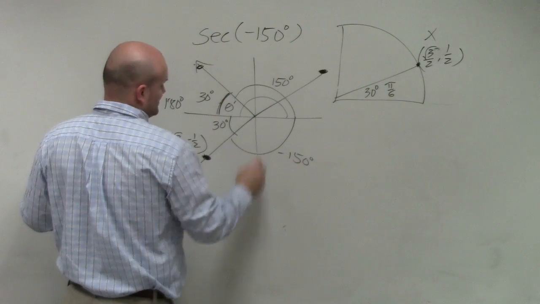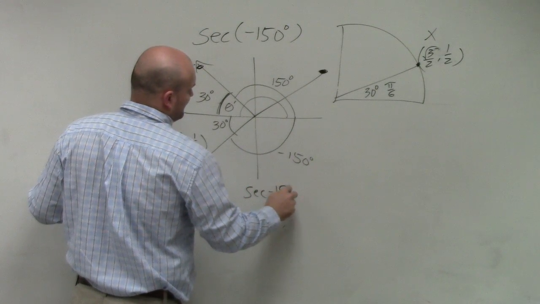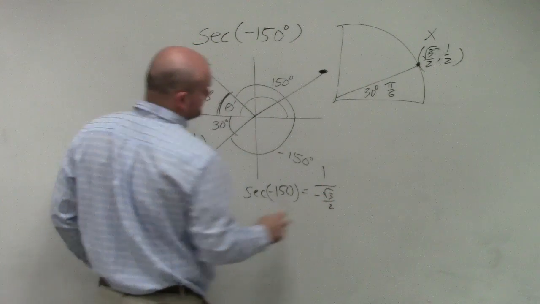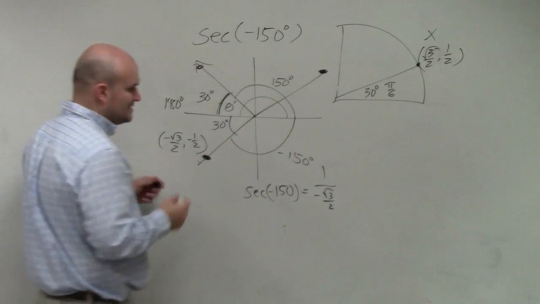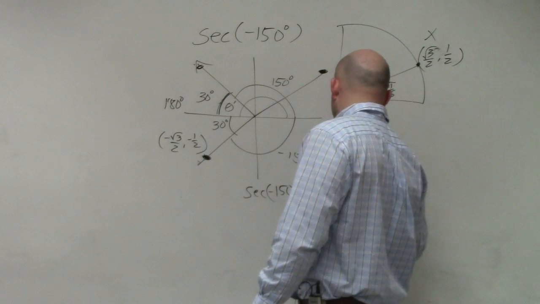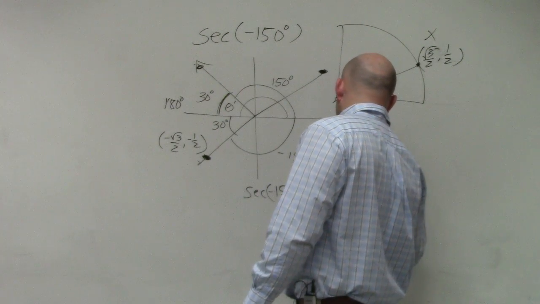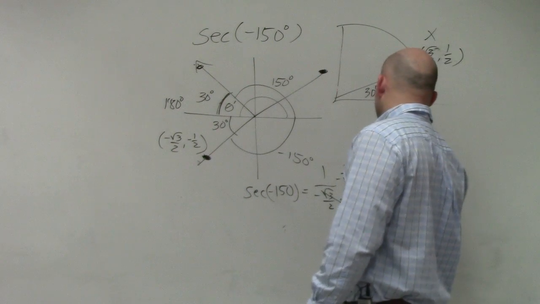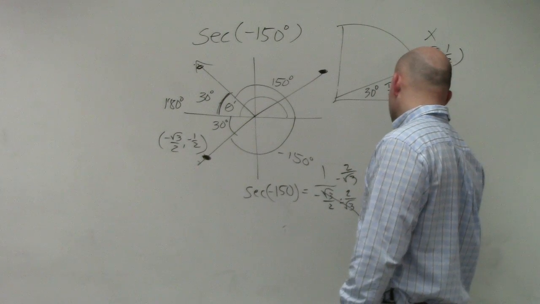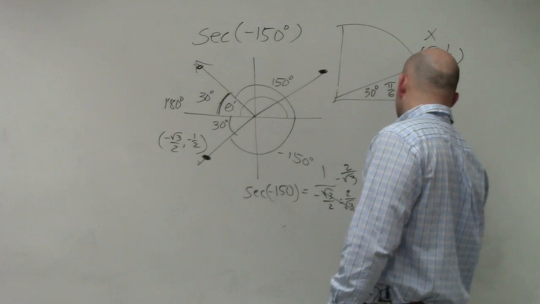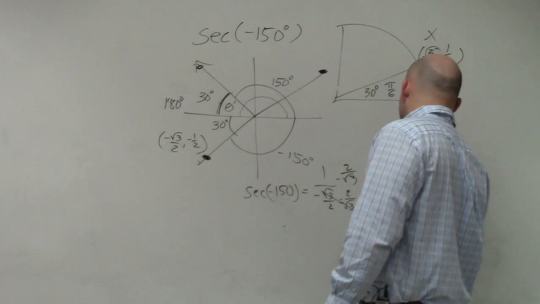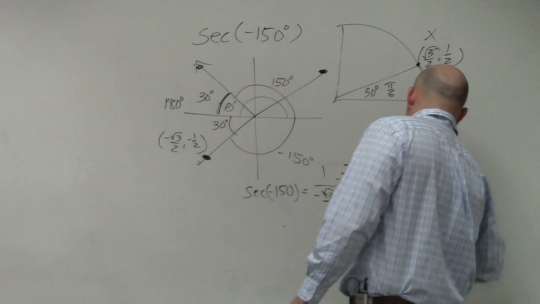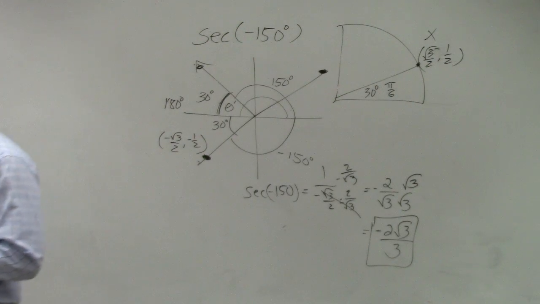So therefore, the secant of negative 150 is equal to 1 over negative square root of 3 over 2. So what I'd do for this would be multiply by my reciprocal, 2 over square root of 3. Let's do a negative. Get rid of the negative. That goes to 1. I'm left with a negative 2 over square root of 3. Rationalize the denominator. Final answer is negative 2 square root of 3 over 3. And that would be my final answer.